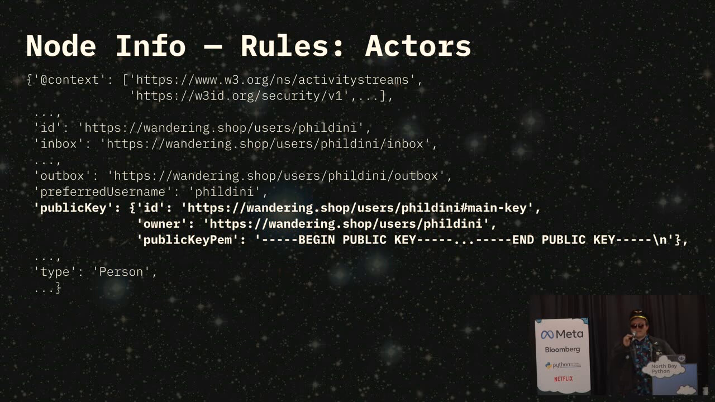More rules. Every account is an actor. An actor makes objects, wraps them in activities, and can receive objects to send them back and forth from the server. Let's talk about what I've highlighted here, public key. Some of you may already know what this is. This is a cryptographic key of a format known as RSA that gets returned with every actor on the Fediverse. Let's talk about why. The short answer is security.